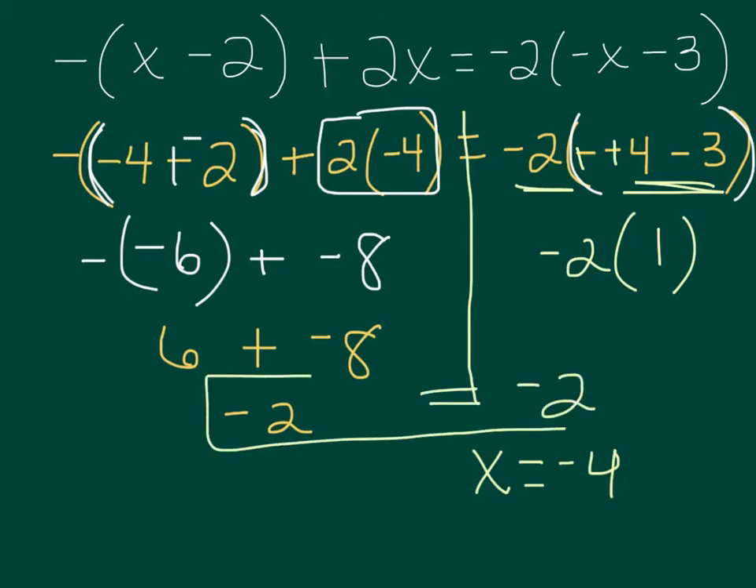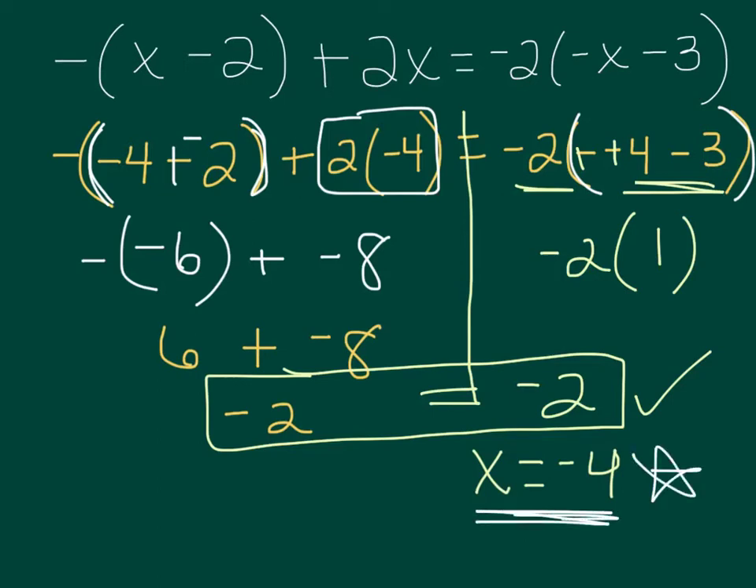So if I look at my check, I got the same thing on both sides. I got -2 equals -2. That's true. So I know I did this problem right. So my answer of x equals -4, I plugged it back in and I did it correctly. So that's how I know it's correct.